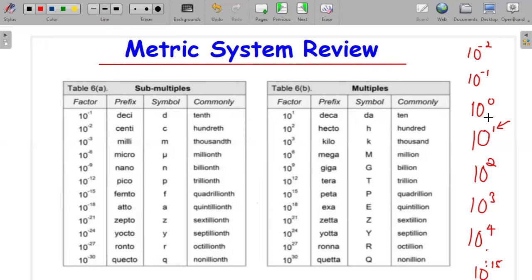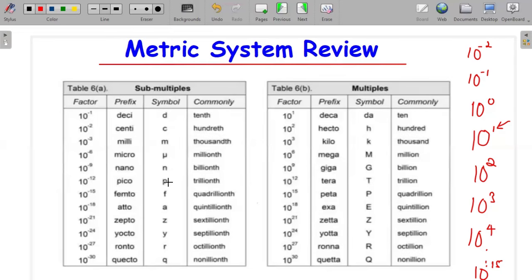So if I'm reducing the power from 10 to the power 1 to 10 to the power 0, 10 to the power minus 1, 10 to the power minus 2, then those are called submultiples of 10 because they have a negative in the power there. Okay, they have a negative in the power, so they're called submultiples. So this is what the metric system is. It's just a table that shows the multiples and the submultiples of what?